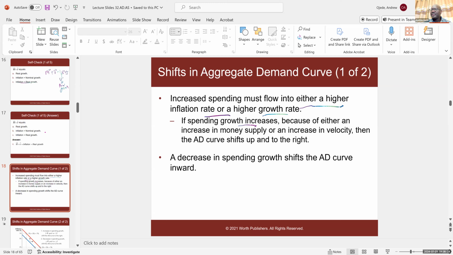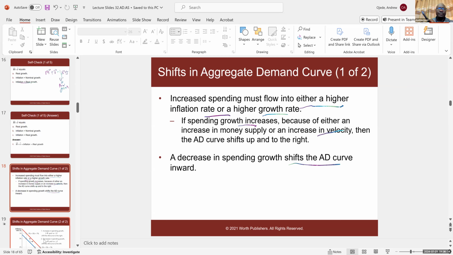And that more spending can either contribute to inflation or it could contribute to growth in what? In GDP. Okay? Or if there's an increase in velocity, if Americans choose to start spending money more rapidly, because velocity is the rate at which a dollar bill is what? Exchanges hands. If we're exchanging money more rapidly, that means Americans have decided to start spending money more rapidly in the economy. That is going to drive up spending as well. That could contribute to inflation. So a decrease in spending growth will shift the aggregate demand curve inwards, but an increase in spending is going to shift it to the right.